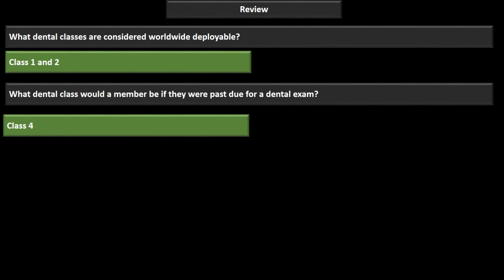So that just leaves class 3, right? And a class 3 means they have an oral condition that'll likely be an emergency in the next 12 months, so they are not deployable.